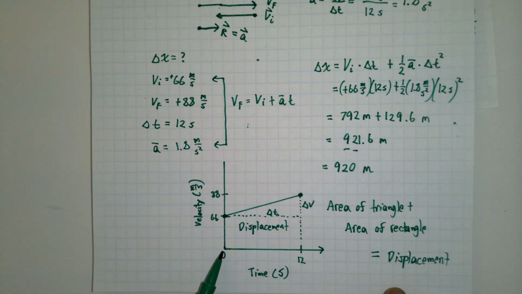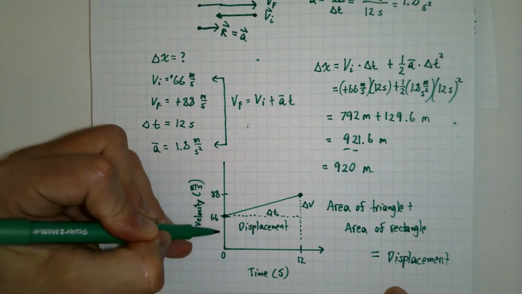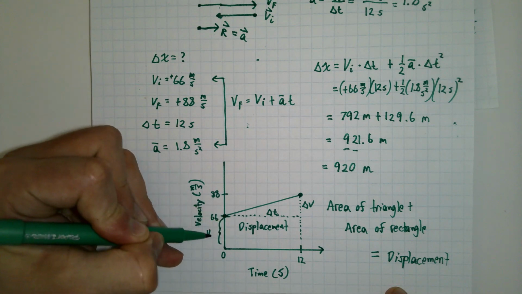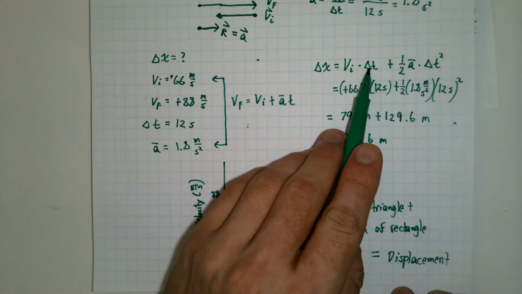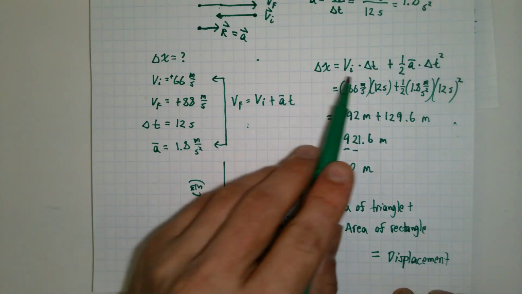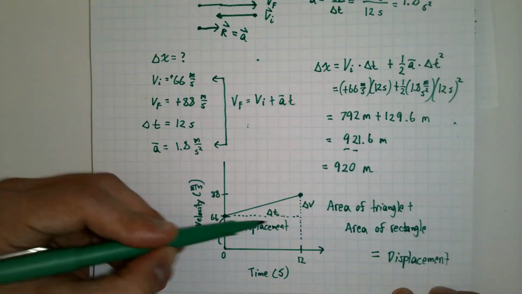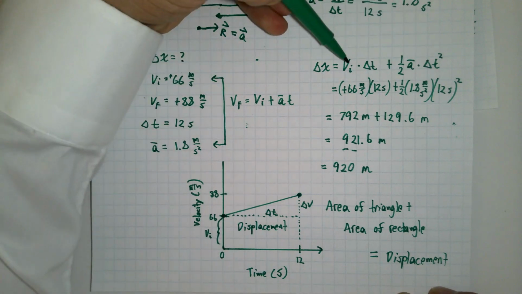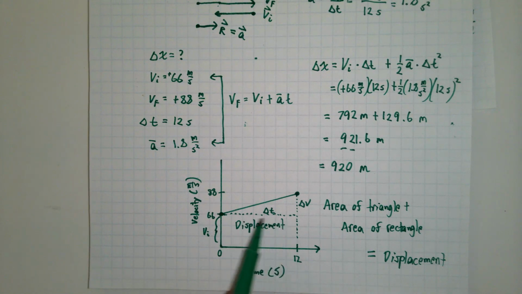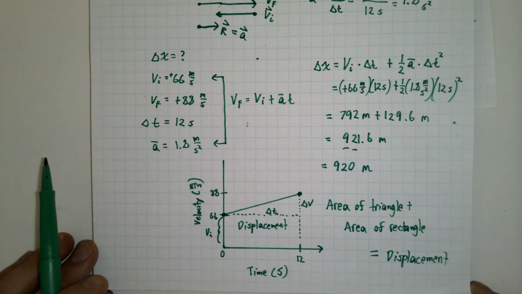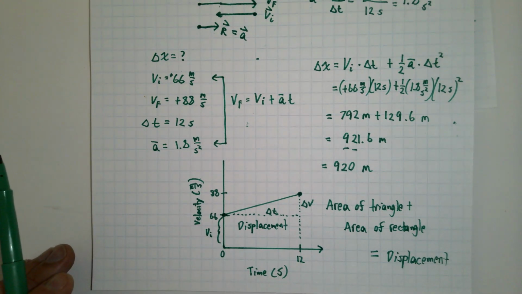This initial velocity from 0 up to 66 represents the height of our rectangle. We still have the change in time as the length of our rectangle. So the area of that rectangle corresponds to this term here. This is how visually we could see the displacement of our airplane as it goes from 66 meters per second to 88 meters per second. All right, thank you.